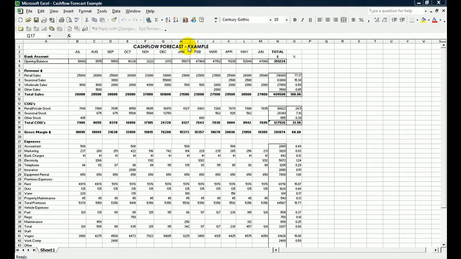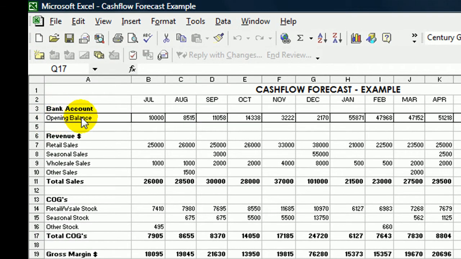Okay, so at the top of your cash flow forecast we'd normally have your bank account details. So we're going to start here with July. Obviously you need to adapt this to whatever the month is now for your business. We've made this in dollars, but again you can adapt it to your currency. So the opening bank balance that we have here is $10,000 in July.